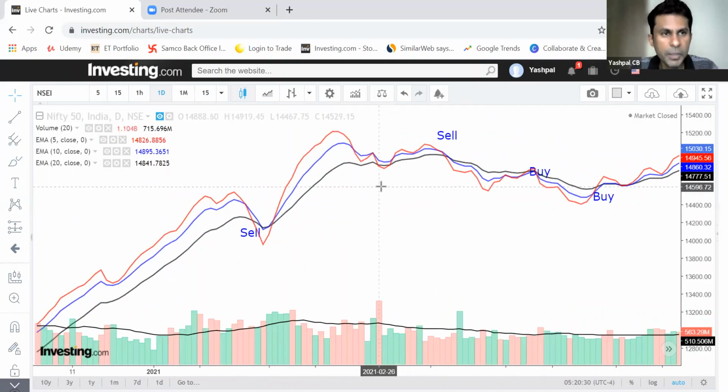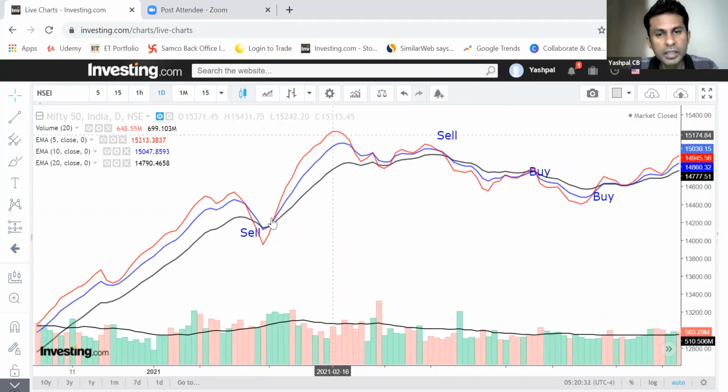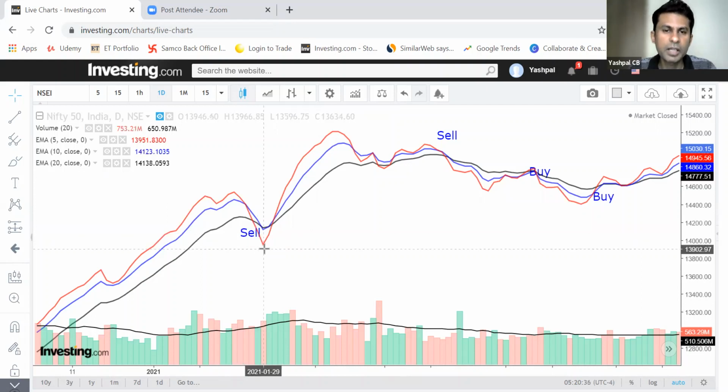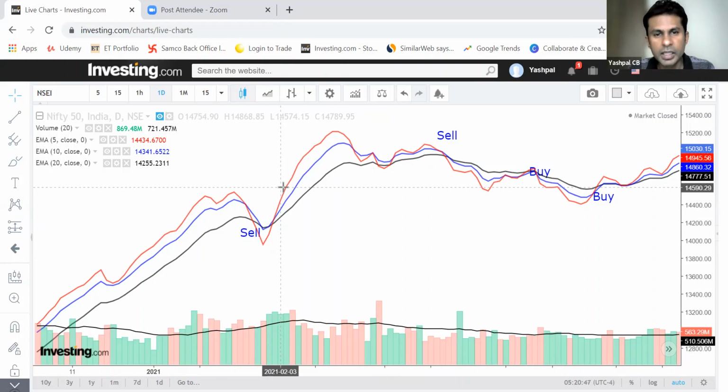We will use EMA to identify the trend. If 5 is crossing below 10 and 20, for us it will be a downtrend. If 5 is crossing above 10 and 20, then it is an uptrend for us. So to identify the trend, we will use EMA, but we will not use EMA to take sell and buy decisions. Clear?